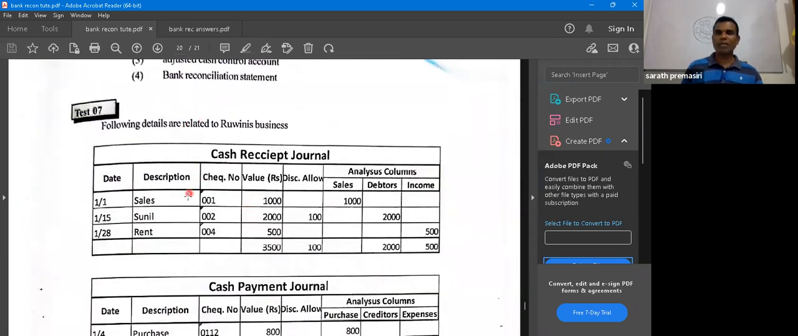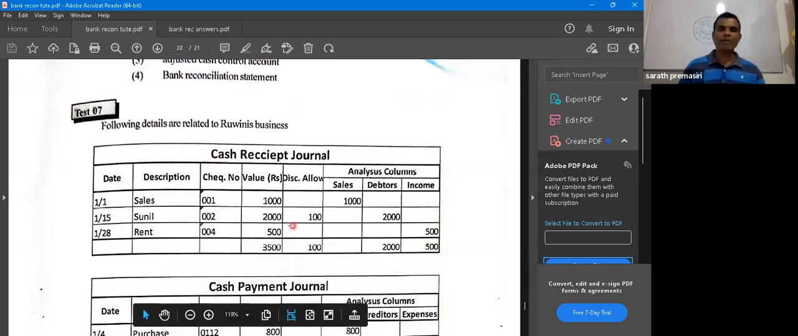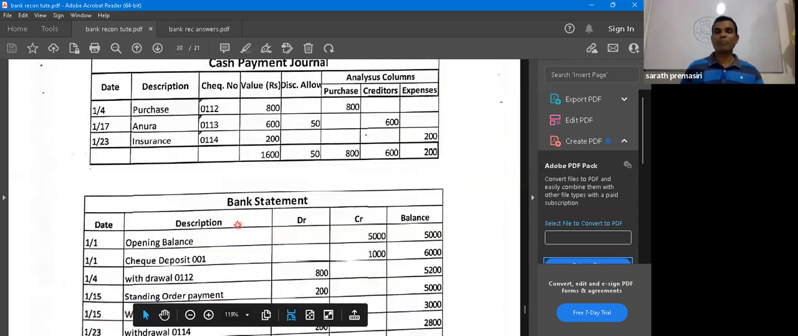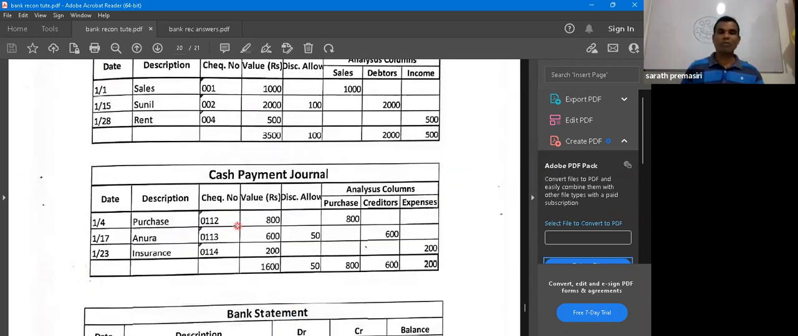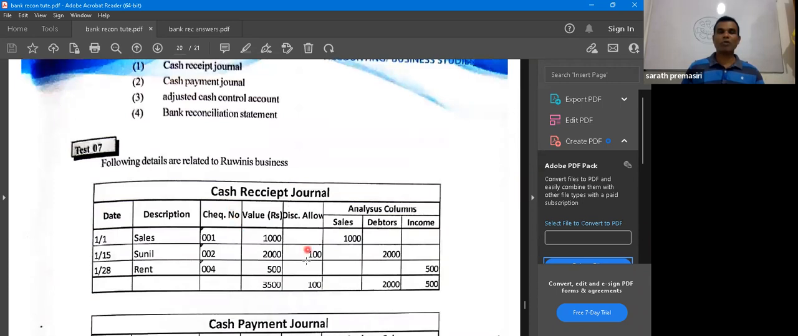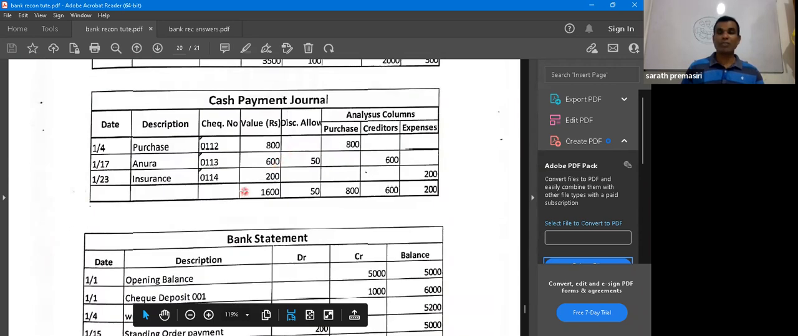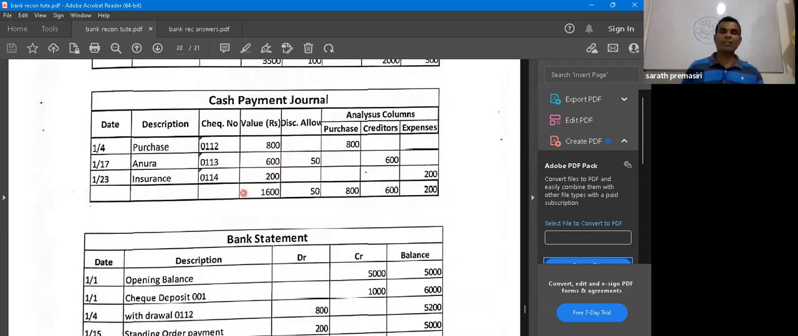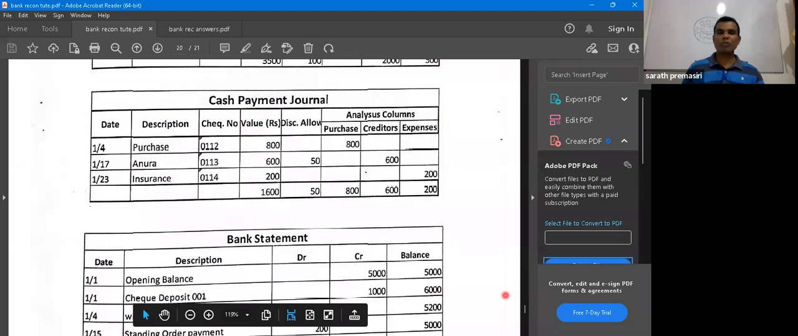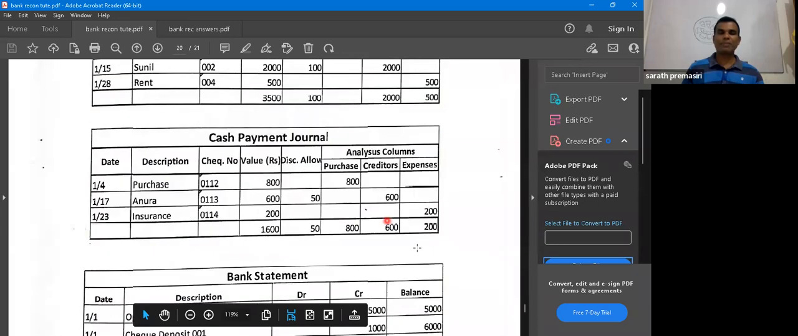Rashmi, shall we start doing it as well? Okay, sir. Yes, I'm going to give you enough time, because first you have to compare the values. First you have to prepare the cash control account. After preparing it, you have to tally these values, compare them, and identify the values that made the difference. Thereafter prepare the adjusted cash control account and the bank reconciliation statement. I'm going to give you enough time, and then please start doing it. Seventh one.